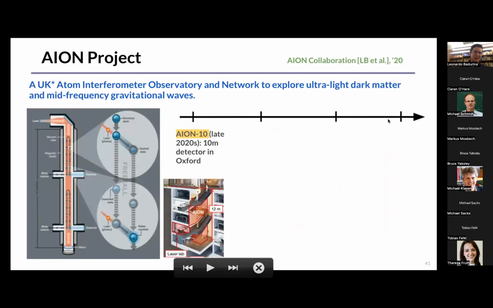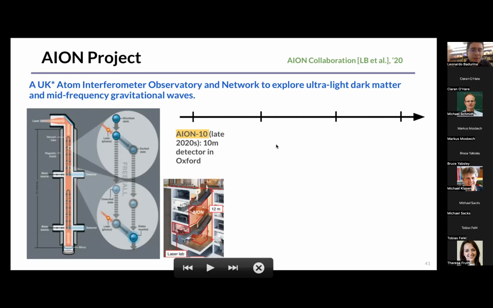Again, I have a strong bias towards the AION project, as I'm personally invested in it. The AION project is a UK-wide community of people interested in building an atom interferometer observatory and network to explore both mid-frequency gravitational waves and ultralight dark matter. As a dark matter phenomenologist, I'm primarily interested in the second part, but of course the mid-frequency gravitational wave program of the AION experiment is extremely interesting. When the experiment is built, especially in its later stages, it will be able to help us in constraining the mid-frequency gap in the gravitational wave spectrum.